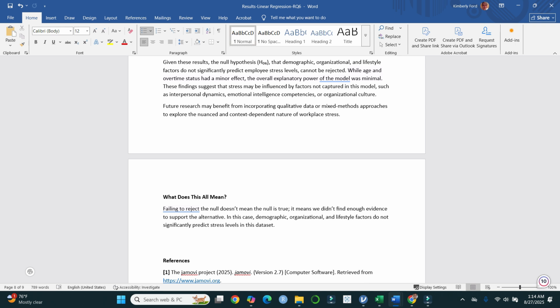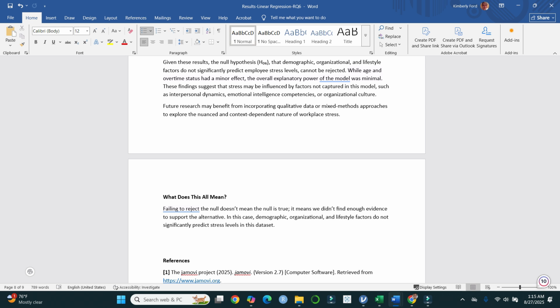But anyway, I just wanted to show you that just because you cannot reject your null hypothesis doesn't mean that your research is not valid. It just means that maybe what was collected in the survey had nothing to do with predicting stress. It could potentially be that this is one of the best companies in the world to work for, so therefore stress levels are not high. There could be all kinds of factors that influence it.